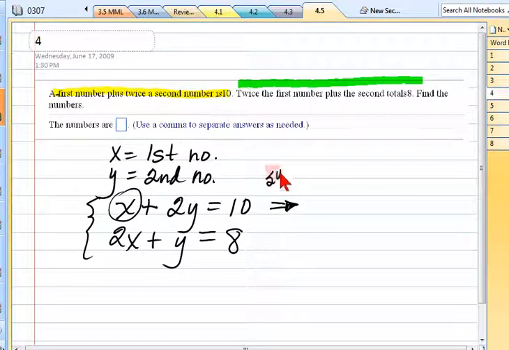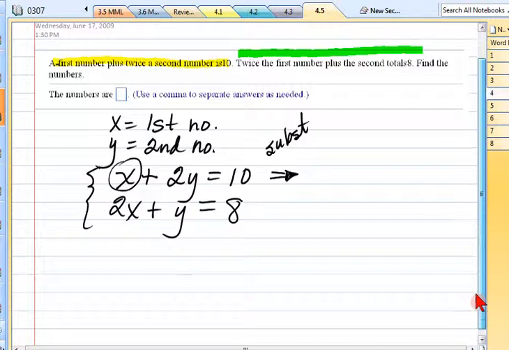So, substitution. No, not at all. If you used addition, then you'd have to turn both of these into 2's or both of these into 2's. And if you look at the printed notes that get posted, I do this problem twice. I had enough time in my first class. I did it both ways. Okay, but in here I'm just going to use substitution.